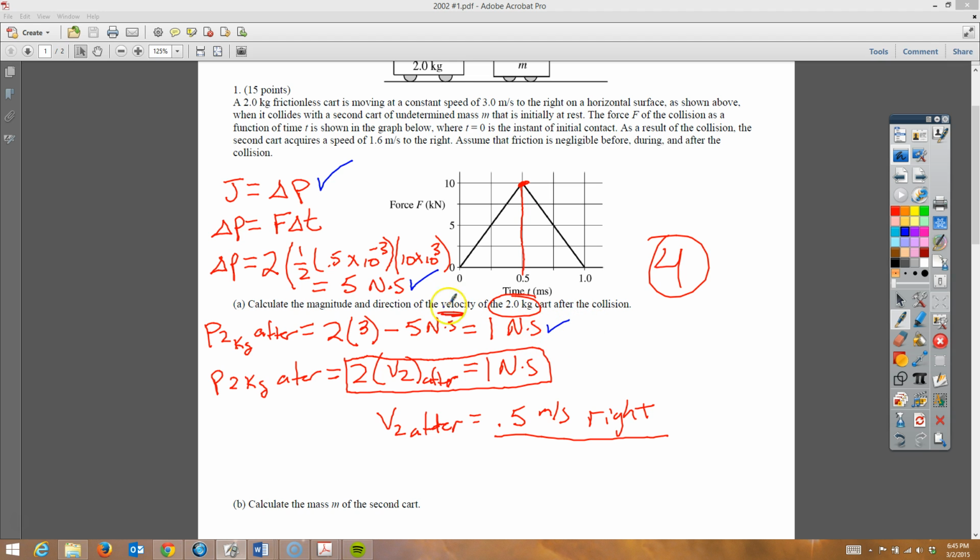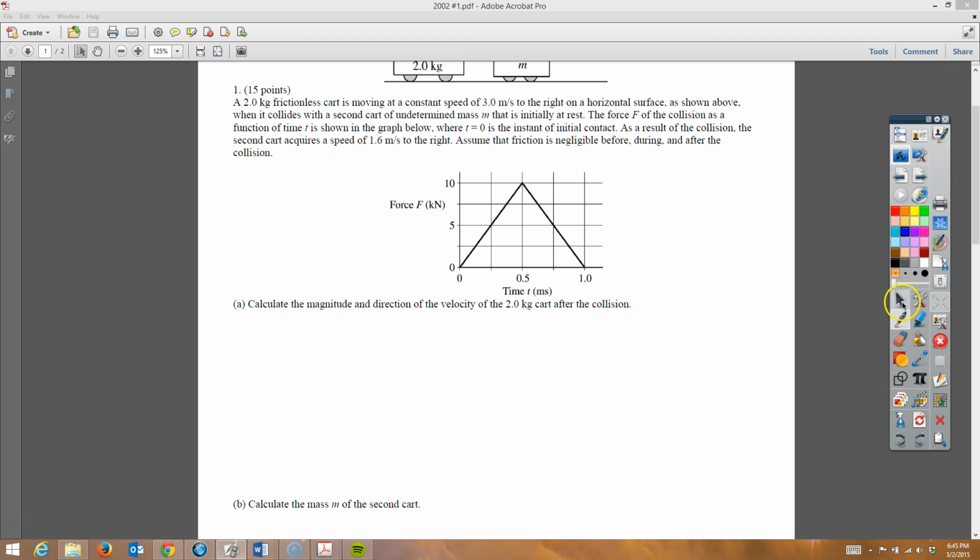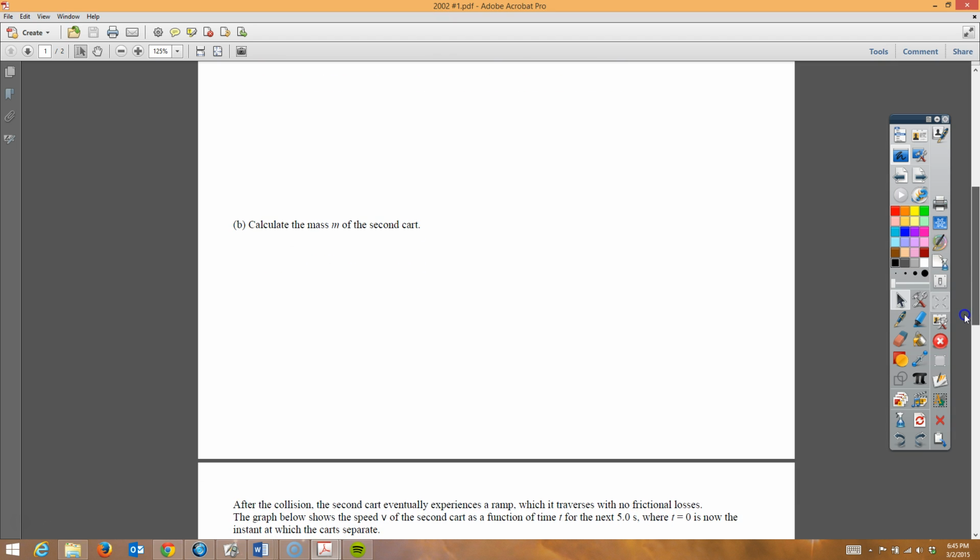To find out what the momentum is after, and then finally you get a point for finding the speed of the car, the velocity of the car afterwards, but you have to make sure that you include the direction because that was asked for in the problem. The next part of the problem is letter B. They want us to go ahead and find the mass of the second cart.